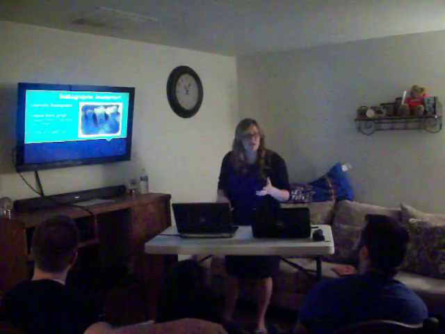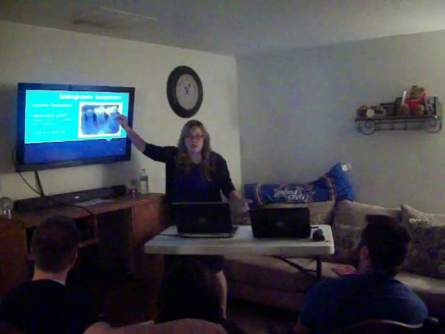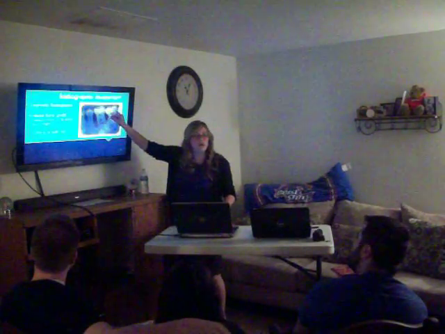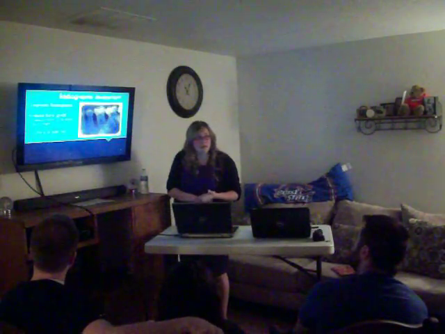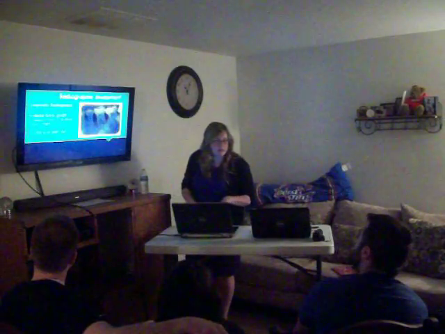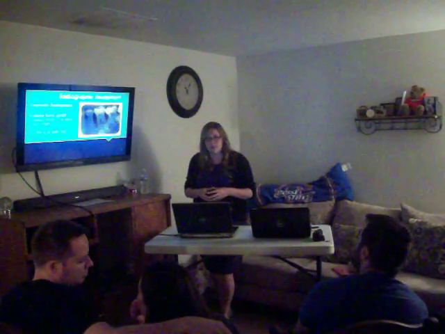So 1 to 2 millimeters from here to here is actually considered normal. When we have 3 to 4, that's mild bone loss. 5 to 6 is moderate, and 7 and above is severe bone loss.